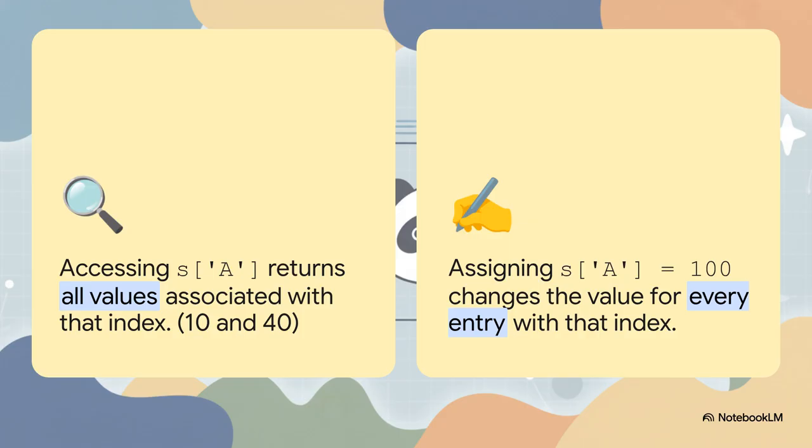It's all about ambiguity. When you ask for the value at index A, you don't get one clean answer. You get both of them, 10 and 40. And it gets so much worse. If you try to change the value at A to, say, 100, you will silently change every single entry with that index. This is exactly how those sneaky, frustrating bugs creep into your code. So to avoid all that chaos, just use unique indices.